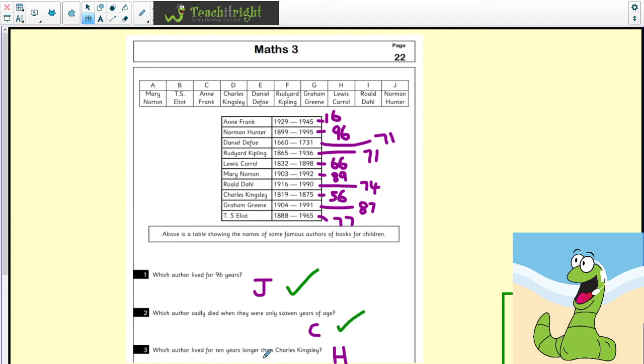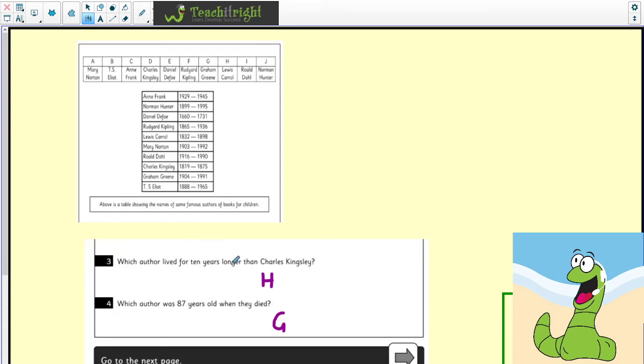Which author lived for 10 years longer than Charles Kingsley? So again, just by quickly jotting down how old each of the authors are or were, then you can actually see what the difference is, because we're just looking for 10 years difference between 2 of them. And as you can see here, the answer is H. We've got Lewis Carroll, because Lewis Carroll was 66 compared to Charles Kingsley, who was 56. So again, my jottings hopefully are quite clear that you can see next to each of those dates how long they actually lived for.